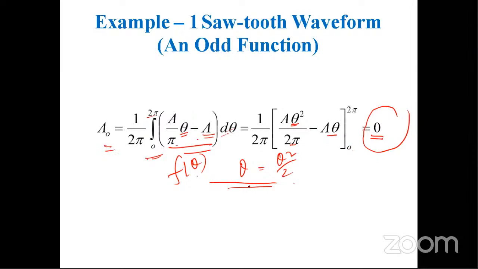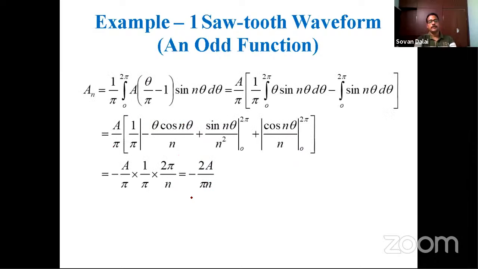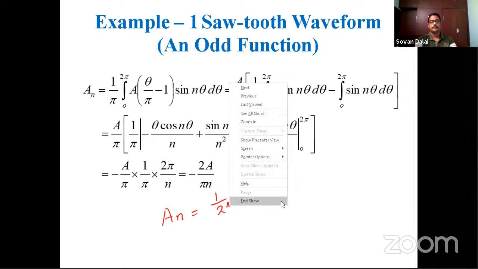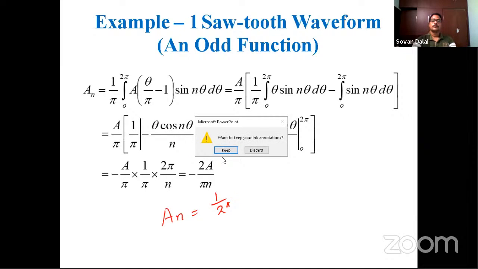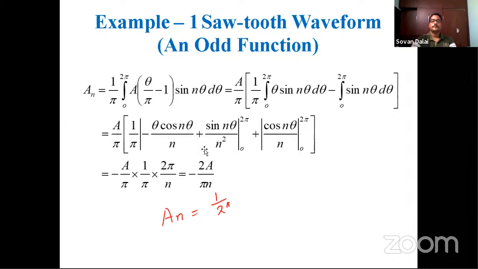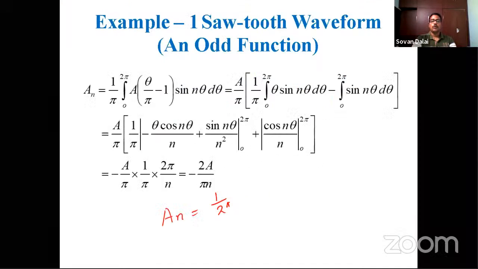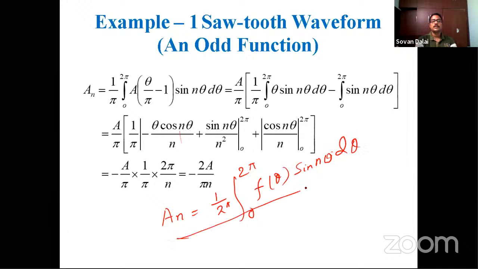Okay. Now we want to find out an. What is the general expression of an? First you have to write the general formula: 1 by 2 pi, integral from 0 to 2 pi, f theta sine n theta d theta. So this is basically the general expression.